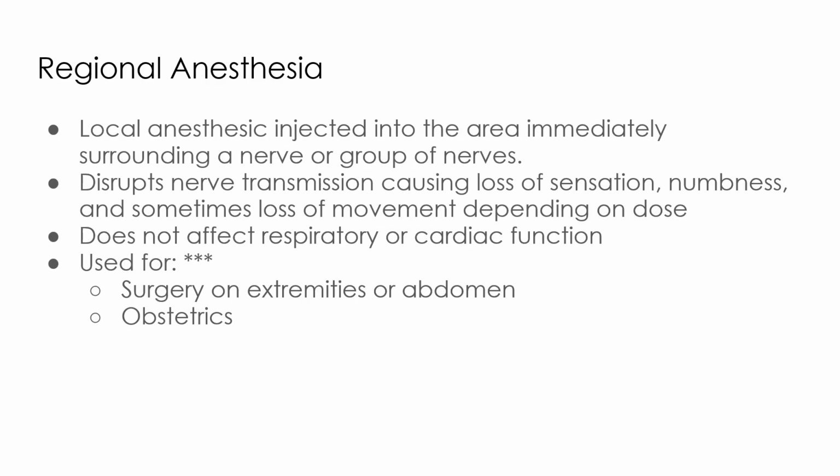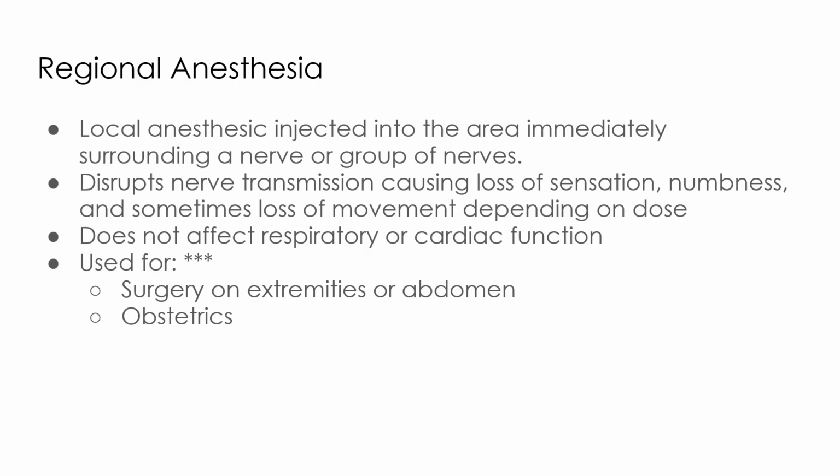Regional anesthesia is a local anesthesia injected into the area immediately surrounding a nerve or group of nerves. It disrupts nerve transmission, causing loss of sensation, numbness, and sometimes loss of movement depending on dose. It does not affect respiratory or cardiac function.